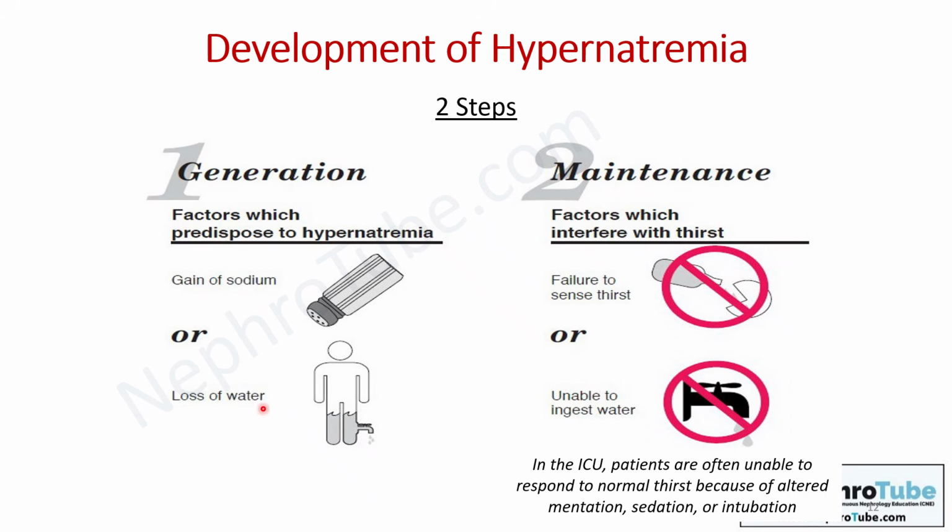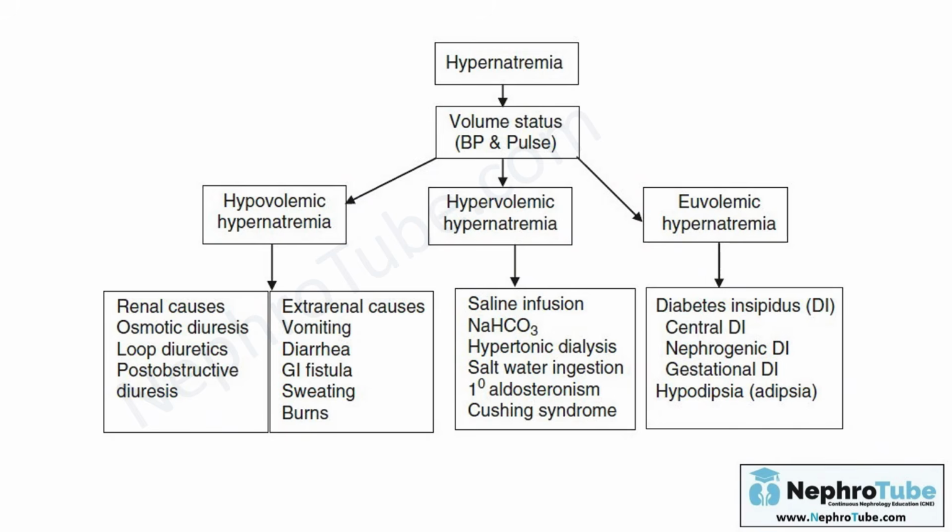So we have 2 factors for generation of hypernatremia, and we have 2 factors for the maintenance of hypernatremia. How to approach the patient with hypernatremia? They usually classify hypernatremia according to volume status: hypovolemic hypernatremia, hypervolemic hypernatremia, and the avolemic hypernatremia.